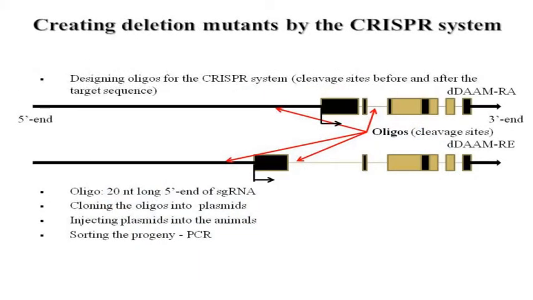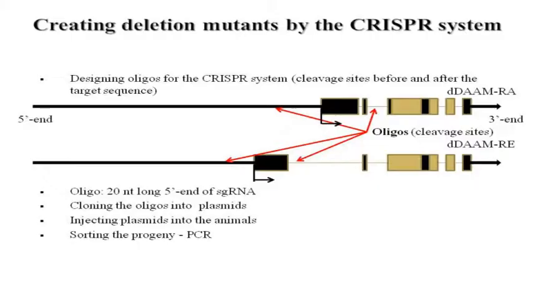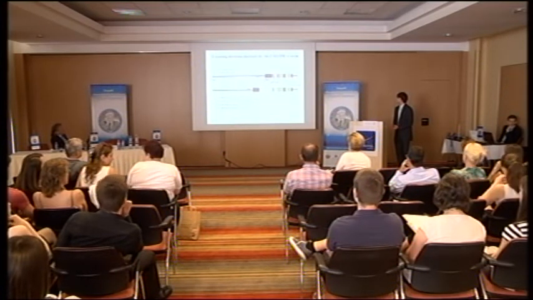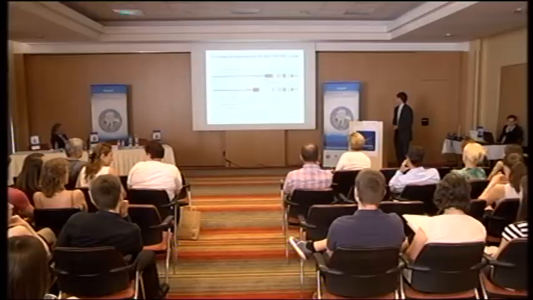We can create deletion mutants by the CRISPR system. The first step is designing oligos for the CRISPR system, with cleavage sites before and after the transcriptional start and the first exon. After designing, we have to clone the oligos into appropriate plasmid vectors and then inject these final constructs into the animals. And after that, we sort the progeny by PCR.